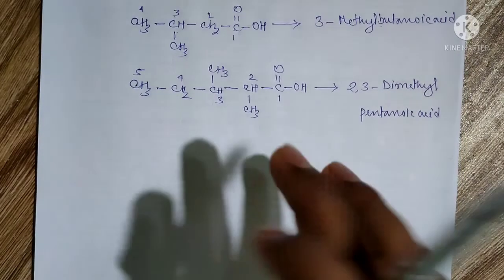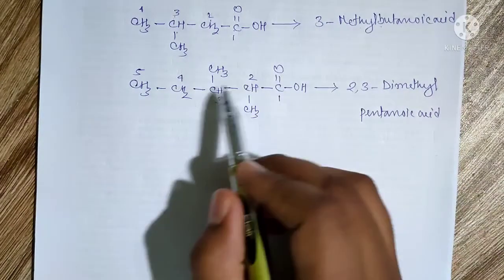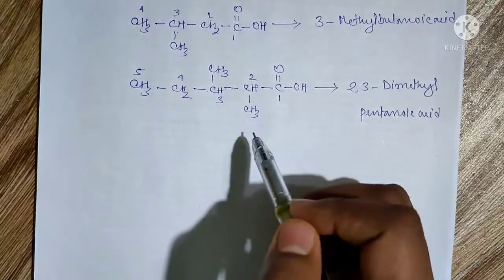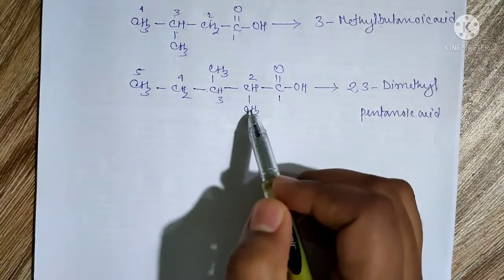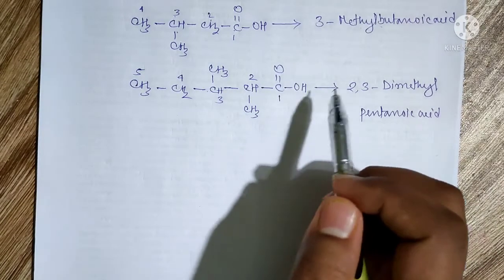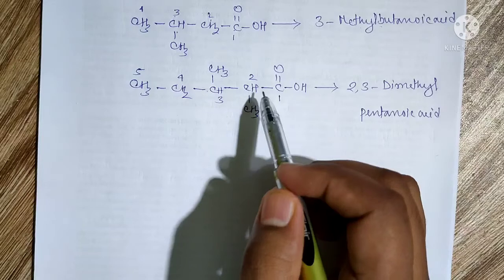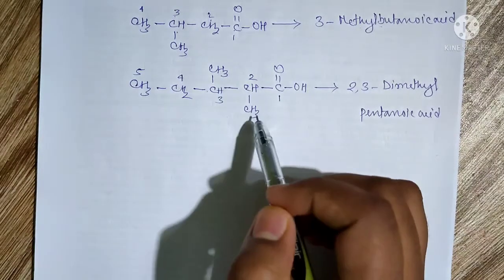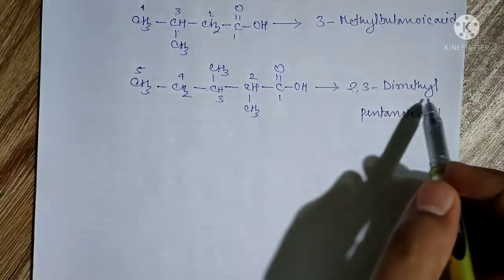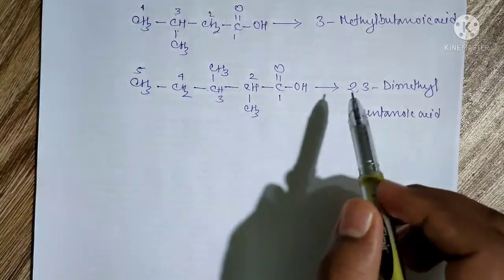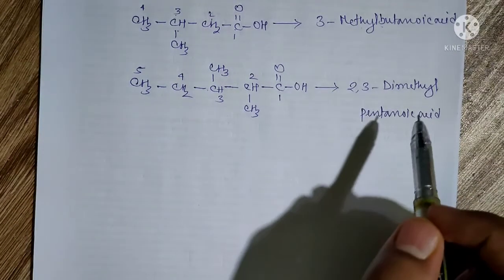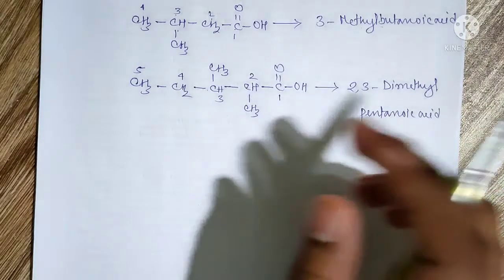Last example. See, 1, 2, 3, 4, 5. Counting is done from right hand side, as you know the reason. Now there are 2 methyl groups. That means 2 substituents are there. You have to write their name first. In second and third position there are 2 methyl groups. So that means 2, 3 dimethyl. How many carbon atoms? 5 carbon atoms. So 2,3-dimethyl pentanoic acid.